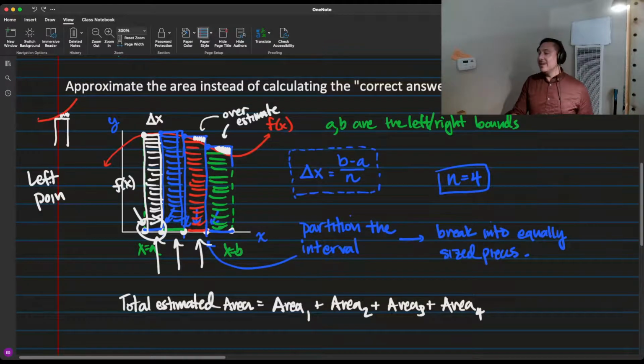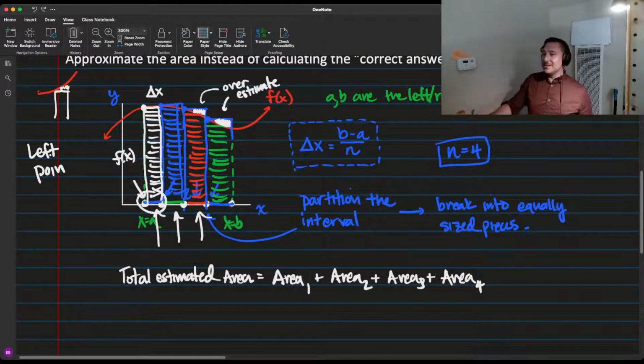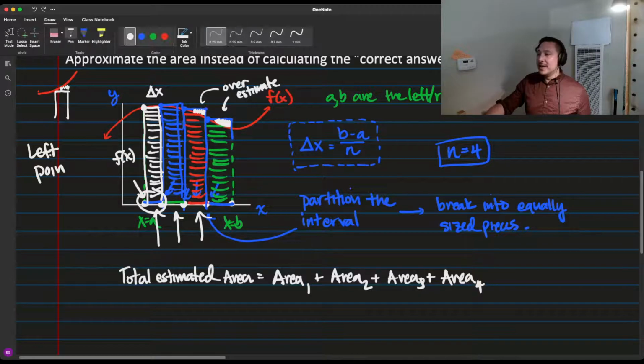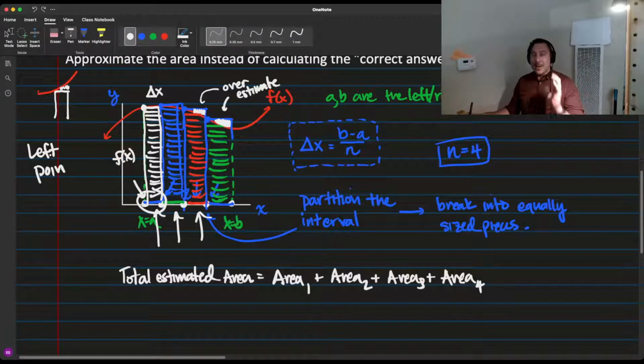Okay, now here's the thing. For each of those individual areas, they are a rectangle. And each of those rectangles is a base times a height.